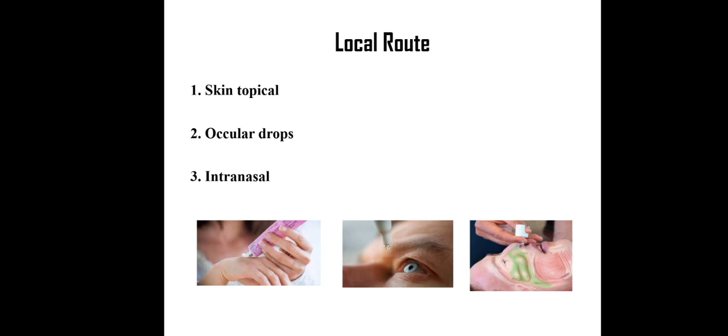The second local route is ocular drops. In this, the drug is administered in the eyes, but it must be instilled correctly because the eye is a very sensitive organ of our body. Next and last route of the local is intranasal. Nasal administration is also known as sniffing because it is a route of administration in which the drugs are administered through the nose. So this is all about the types of drug administration.